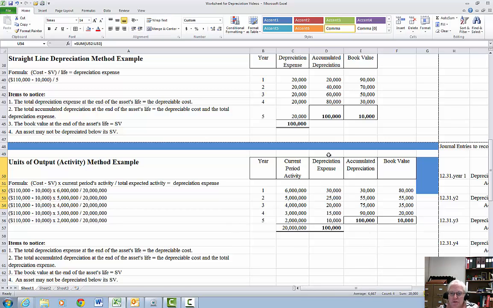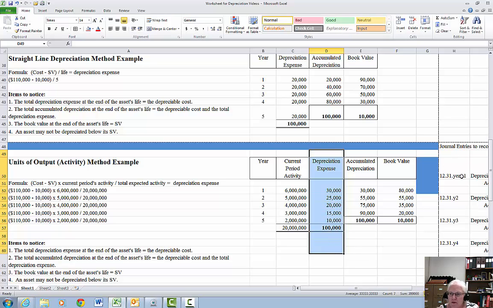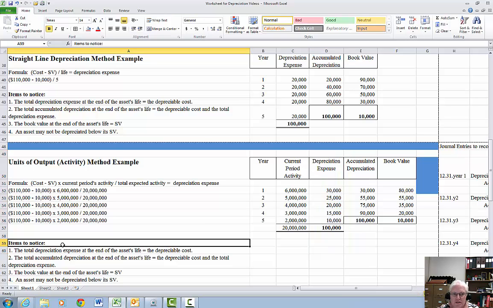So you're going to compute the depreciation expense, make the journal entry, post to the accumulated depreciation T account, and then show the financial statement or balance sheet presentation. That's the whole process for depreciation, so that you see it from when we have the asset and decide how to depreciate it all the way to the balance sheet at the end of the year. Items to notice are the same as they were for straight line.